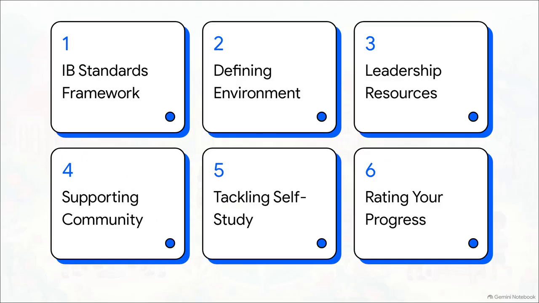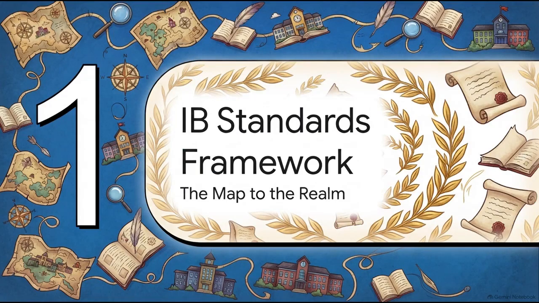First, the IB Standards Framework. Second, defining your school environment. Third, leadership and essential resources. Fourth, supporting students and teachers. Fifth, tackling the self-study. And finally, rating your school's progress. Let's jump in. Section 1.